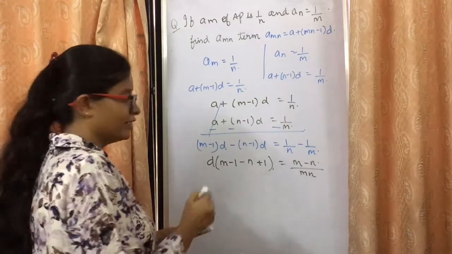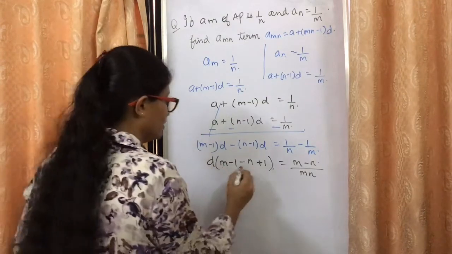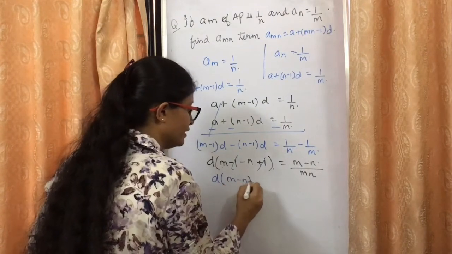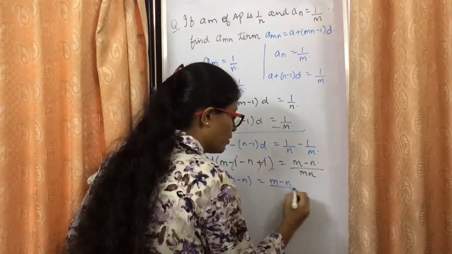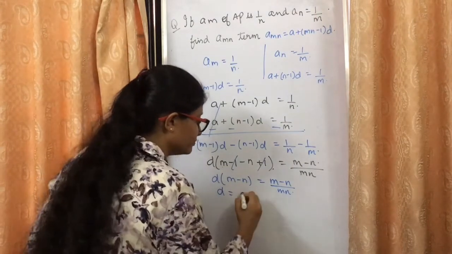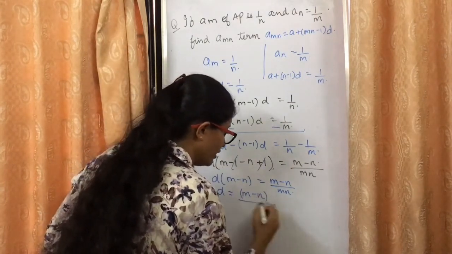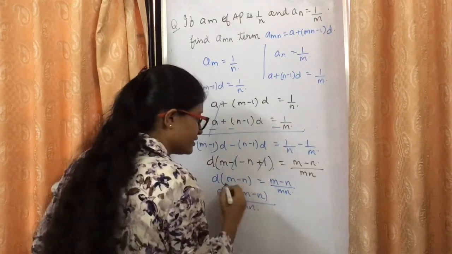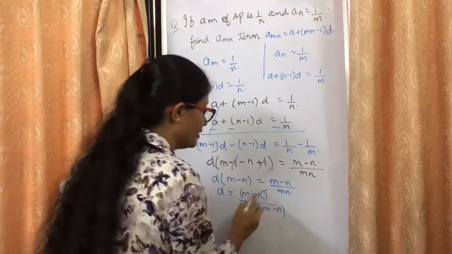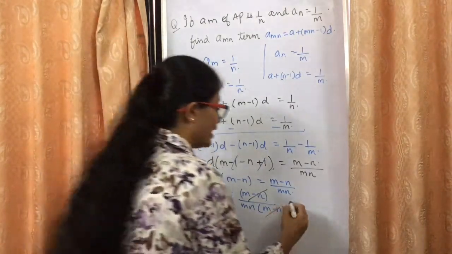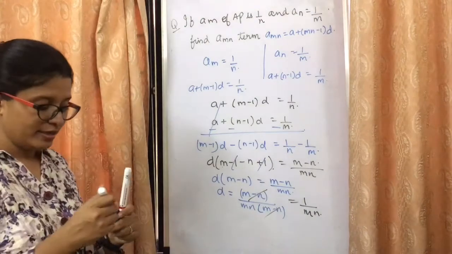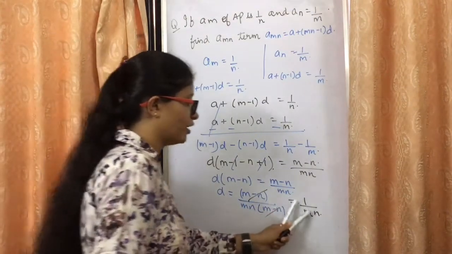It seems to be difficult, but it's very simple. 1 and 1 cancel out. d into m minus n is equal to m minus n upon mn. Can you see something common? We need to find d, so d is m minus n upon mn. Can I take this m minus n in the denominator? If I take it in the denominator, the numerator and denominator get cancelled out, and the value for d comes out to be 1 upon mn.